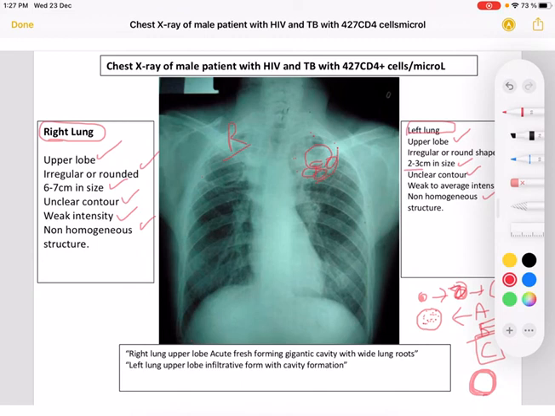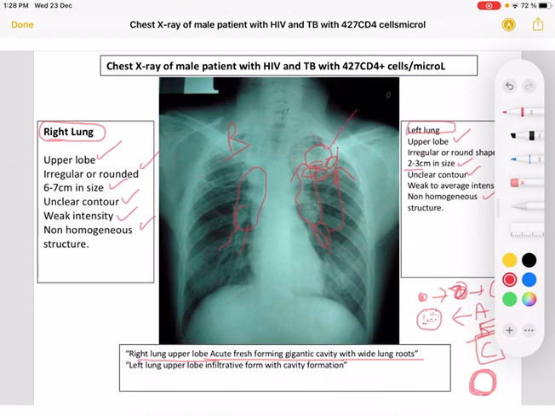It is gigantic because the size is so big, and there is also involvement of the lung roots. So we can say that there is a bronchogenic dissemination. This bronchogenic dissemination leads to the formation of the cavity in the upper lobe, or the spreading of the TB infection. So: right upper lobe, acute fresh forming gigantic cavity with wide lung root.